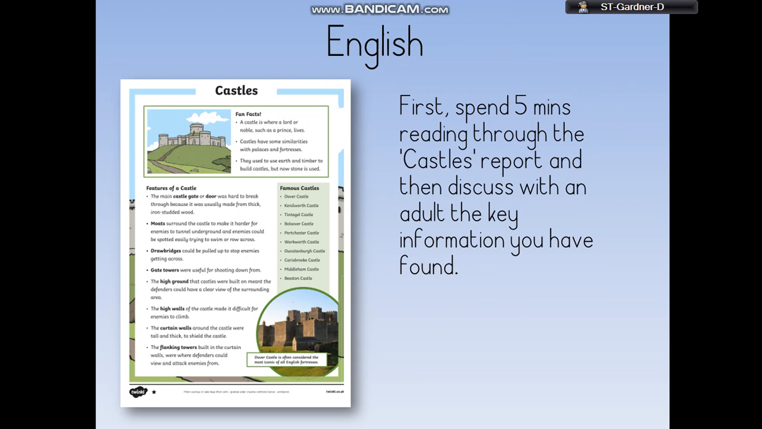Okay? So look very carefully at the writing that's on the page. Think about how it's structured. Look at the photographs, look at the pictures, and look at the title. Okay? And then after 5 minutes, I want you to come back and then I want you to write down a few facts that you found from this non-chronological report. Okay? Again, you can pause the video here for 5 minutes while you read it.